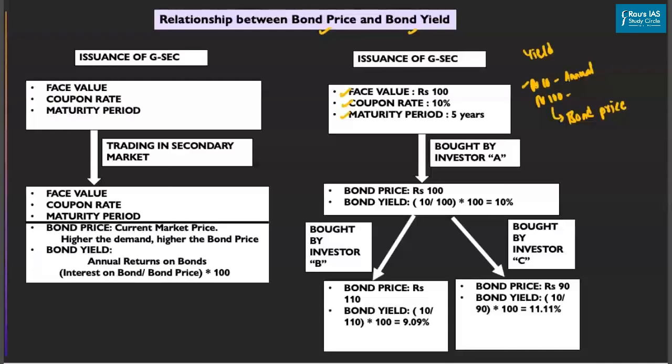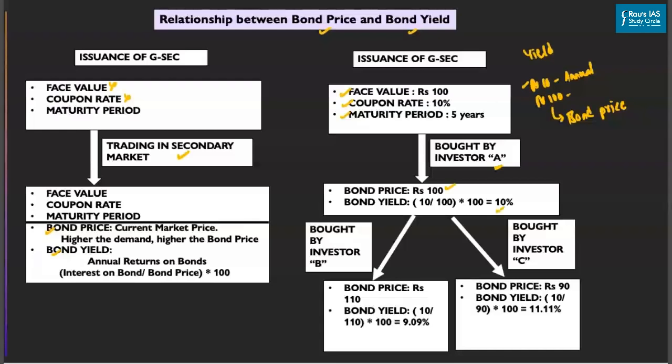But when these government securities are traded in the secondary market, that is on the stock exchanges, the bond price and bond yield will be different. That means in the secondary market, the bond price will be different from the face value and the bond yield will be different from the interest rate or the coupon rate. Let's understand how this changes. Now let's say that I'm an investor A who has already bought this government security. So for me the bond price is rupees 100 and the bond yield is 10%.